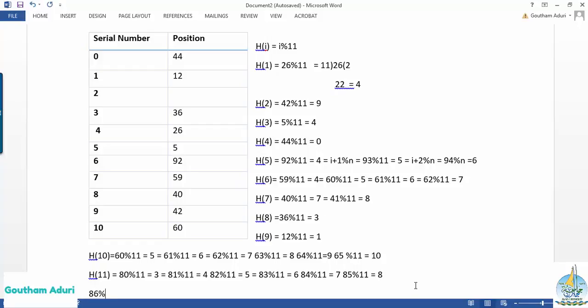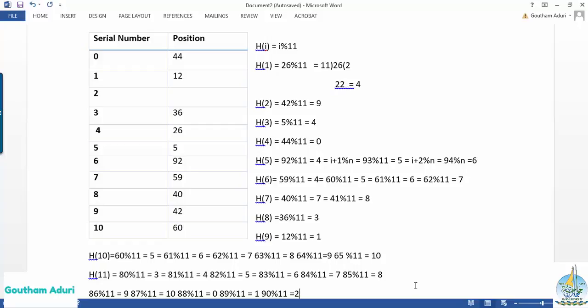86 mod 11, so it's 77 9. 9 is also collided. 87, now going to increment it by 7 mod 11, it's going to be 77 10. 10 is also getting collided, and then 88 mod 11, so it's going to be 0. 0 is also getting collided, so 89 mod 11, so it's going to be 1, and then 90 mod 11, so it's going to be how much?